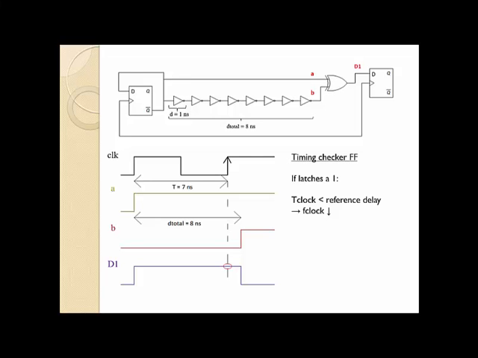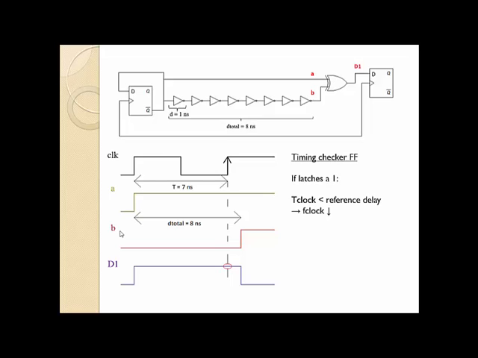Now, we are going to check how the chain of inverters, the XOR gate, and the timing checker flip-flop work together. Let's suppose the delay of each inverter is 1 nanosecond. So the total delay of the chain would be 8 nanoseconds. Let's also suppose the clock period is 7 nanoseconds. This is signal A, and this one is signal B, which is A delayed by 8 nanoseconds. D1 is the output of the XOR gate, which remains high while A and B differ. This is for the delay time.